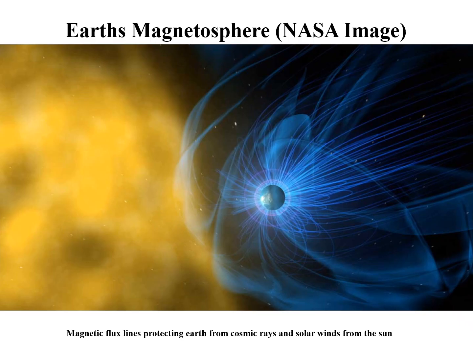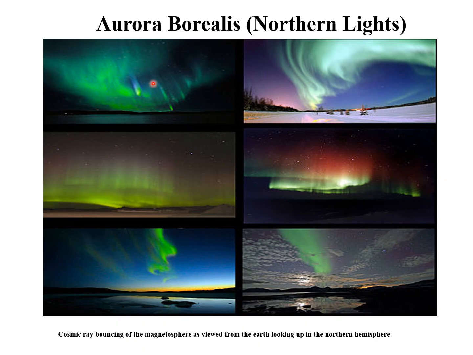Okay, so here's a picture from NASA of the magnetic flux lines protecting the Earth from cosmic rays and solar winds from the sun. So we're being protected by these field lines of the magnetosphere, and these are the cosmic rays coming here, but they go around us, although some do get in. As a matter of fact, this is the aurora borealis, also known as the northern lights. This is the activity of the cosmic rays bouncing off the north pole up there.